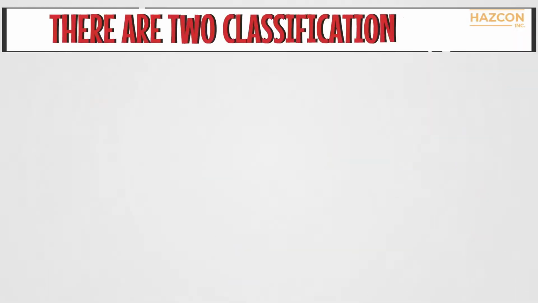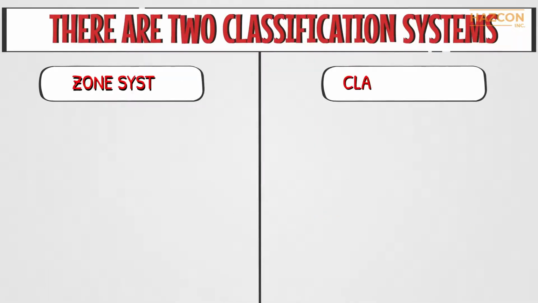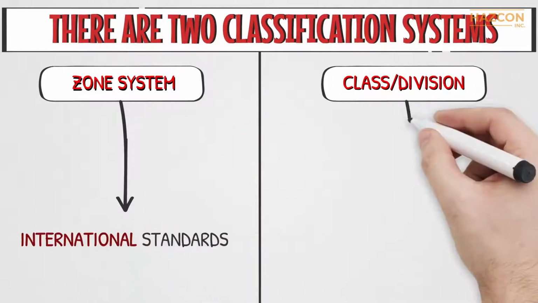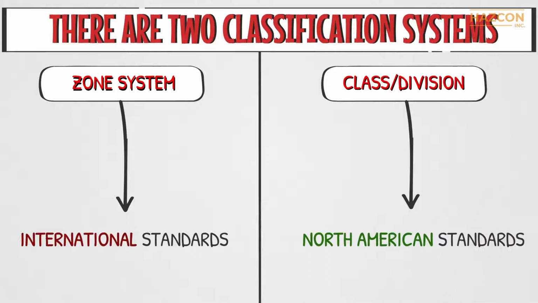There are two classification systems, the zone and class or division systems. The zone system is based on international standards, and the class division system only applies to North America. Let's consider the classifications in the zone system first.